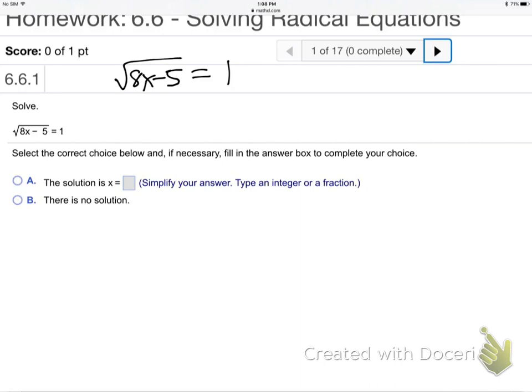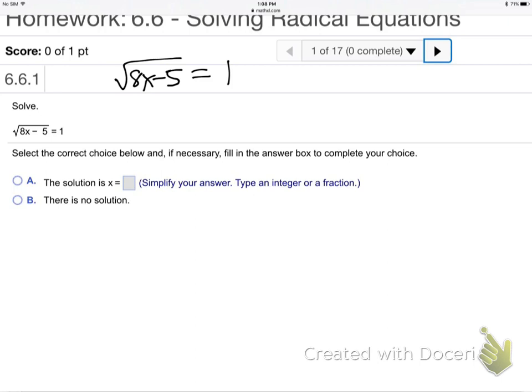All right, so we're in chapter 6. We're wanting to finish up how you handle square root equations. So how do we do it? How do we actually solve square root equations? You got to get rid of that root.